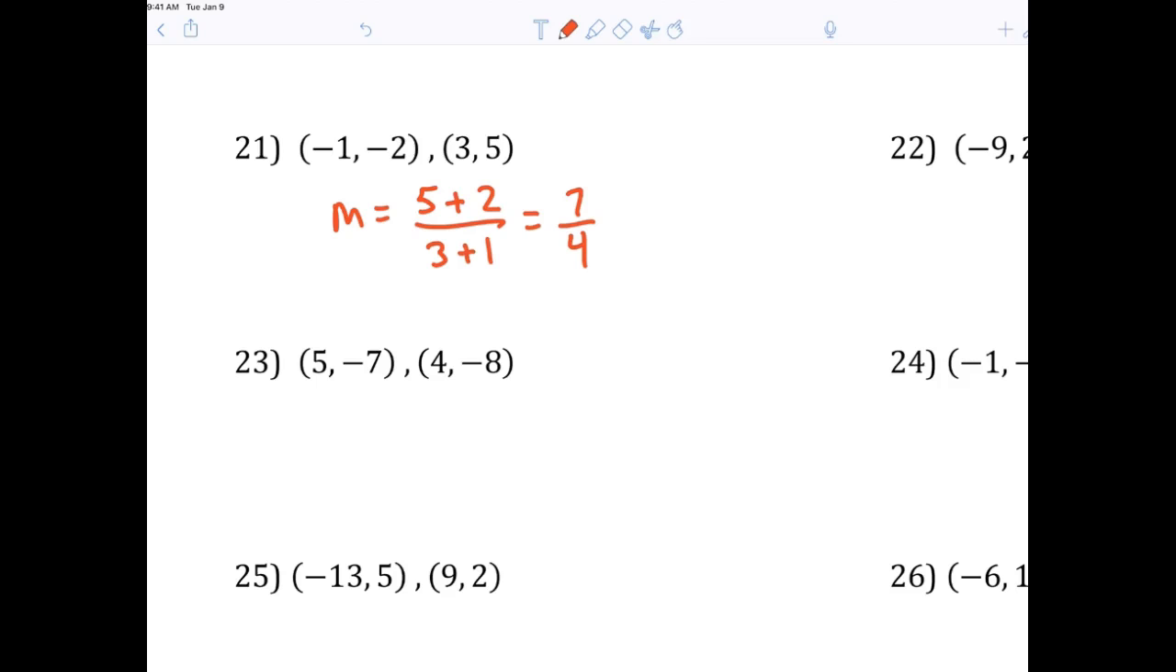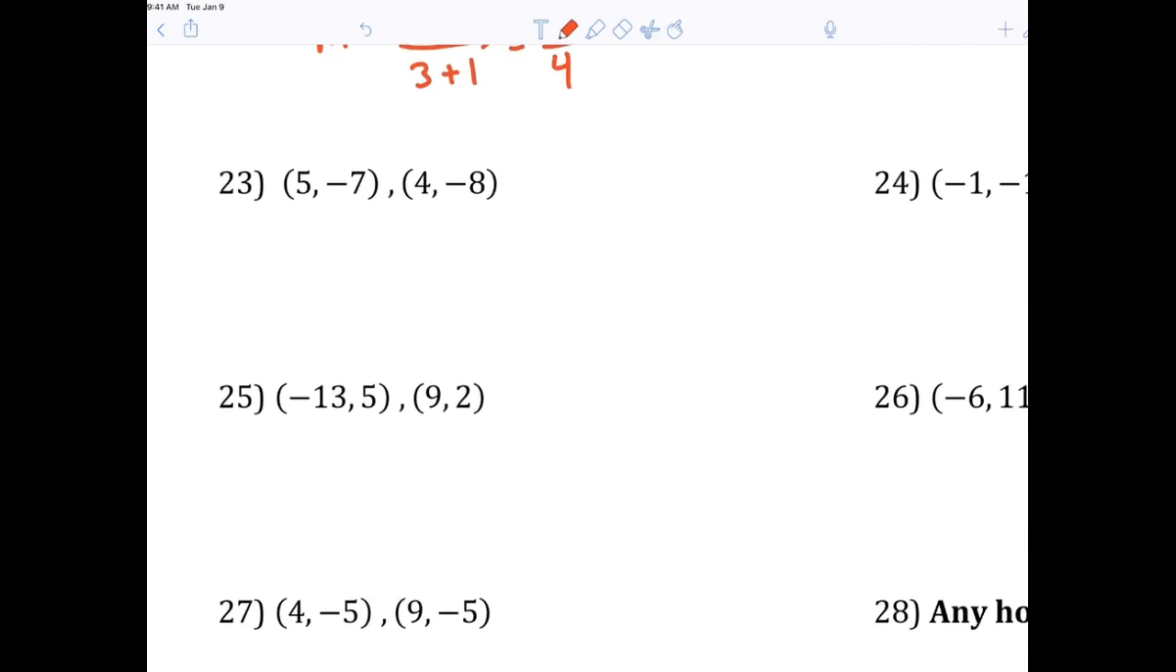23, here we go. M equals negative 8 plus 7 over 4 minus 5. Negative 1 over negative 1, which is 1.